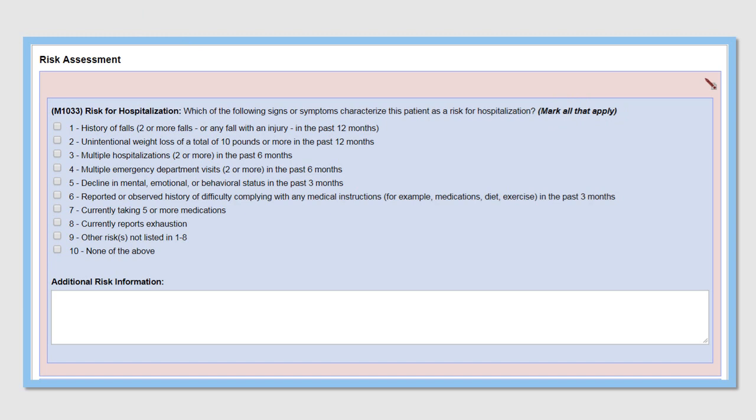Coding the risk factors meets only part of the Medicare regulation. The clinician must also ensure the plan of care includes interventions to address the risk factors. Let's consider each response and potential interventions to meet the regulation.